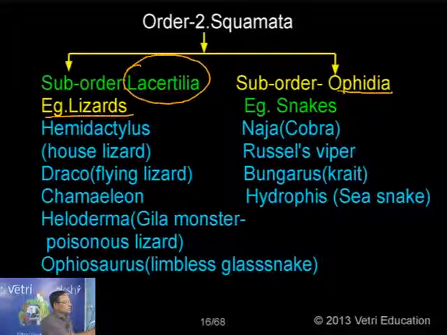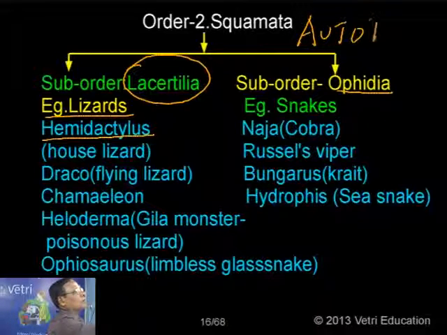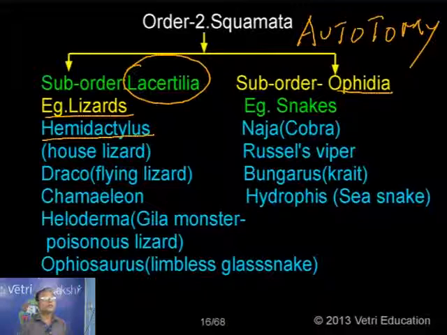So our common house lizard, Hemidactylus, is known for autotomy. What is autotomy? Self-amputation or self-mutilation. Hemidactylus, the house lizard, is the best example. When enemies are approaching, what will happen? It cuts its own tail and goes away. The tail attracts the enemy, so the enemy's attention is diverted. This phenomenon of cutting its own body part is called autotomy, self-mutilation or self-amputation. That means the animal has a high power of regeneration, because the lost tail is regenerated once again after it has been cut by its owner.